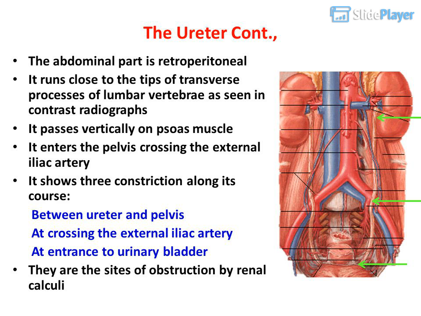It shows 3 constrictions along its course: between ureter and pelvis, at crossing the external iliac artery, and at entrance to the urinary bladder. They are the sites of obstruction by renal calculi.